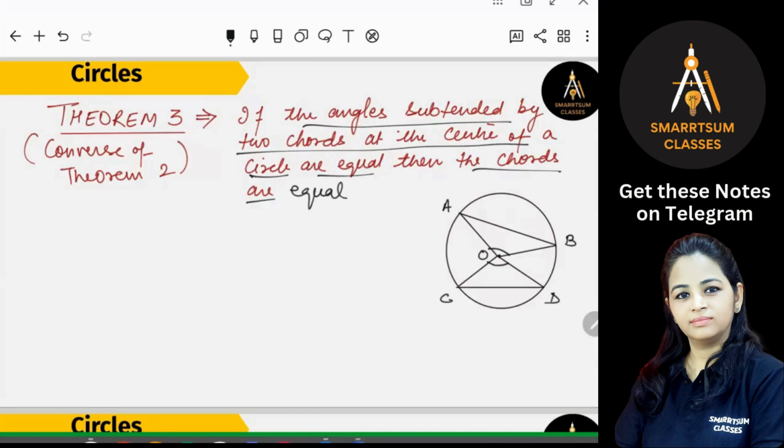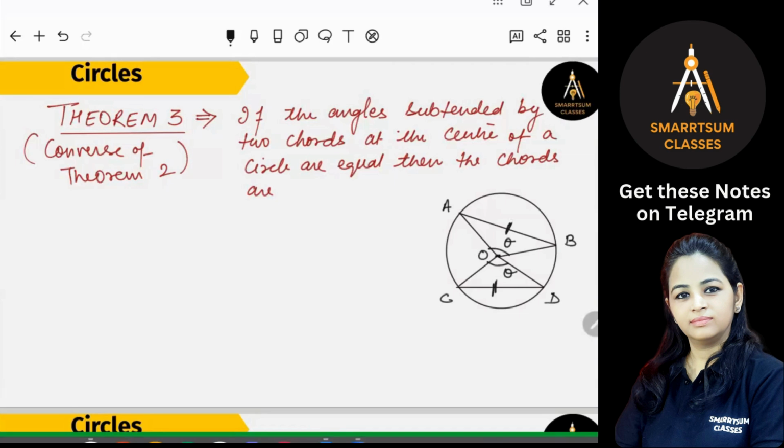So what it says is that if there are two chords, as we have here, AB and CD in this figure, and they are subtending equal angle, if this is theta, then this is also theta, at the center of the circle O, then the length of the chords will also be equal. That means AB will be equal to CD in length. So this is theorem 3, which is the converse of theorem 2.